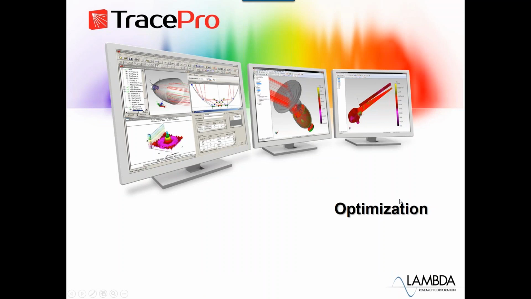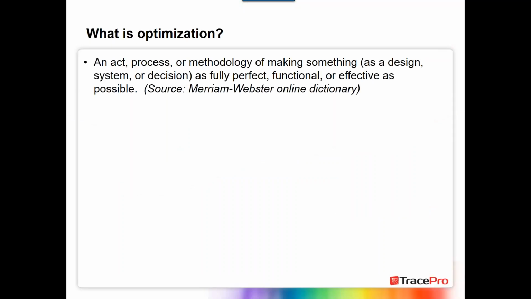So now I want to talk about optimization. And optimization is where I think software packages can really start to come into play and show their usefulness. We can start off with a question. What is optimization? Well, courtesy of the Merriam-Webster Online Dictionary, it's an act, process, or methodology of making something, such as a design, system, or decision, as fully perfect, functional, or effective as possible. In this case, we're typically talking about designing things.